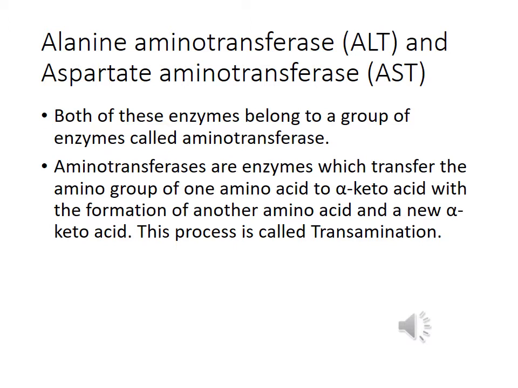So what are these alanine aminotransferase and aspartate aminotransferase? Both of these are enzymes, as we can see from the name, ase in the end, and both of these belong to a group of enzymes called aminotransferase. Aminotransferases are enzymes which transfer the amino group of one amino acid to an alpha keto acid with the formation of another amino acid and a new alpha keto acid. This process is called transamination. You will study this process in detail in theory.